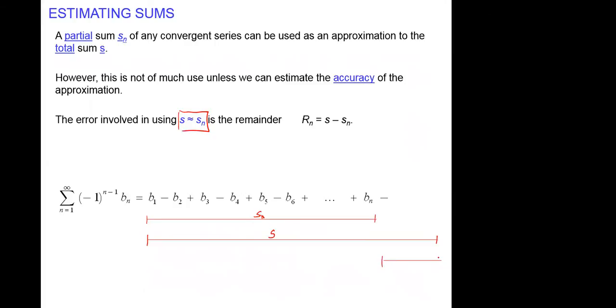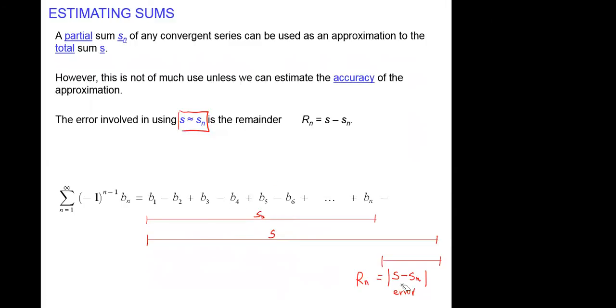This gap is the difference when I take the entire sum, which I don't have, and subtract S sub n. We will call this a remainder, or we can say error. This is my error, the error in this estimation, having the whole sum and the partial sum.